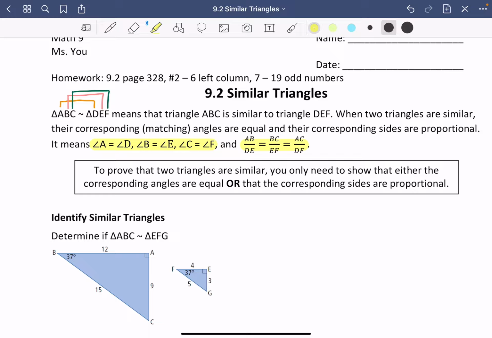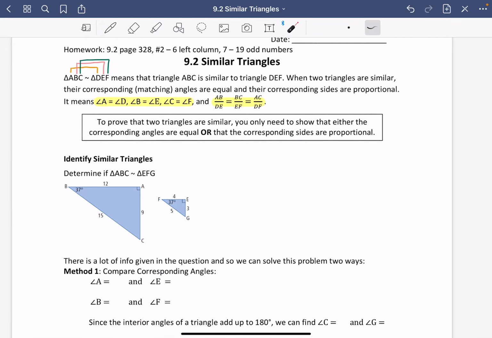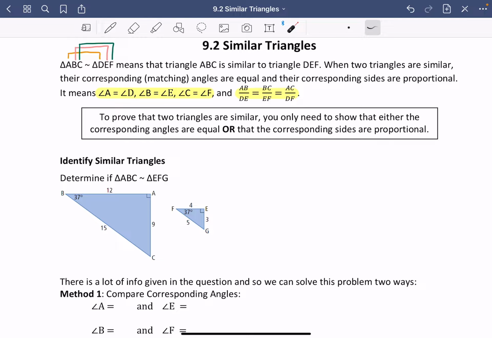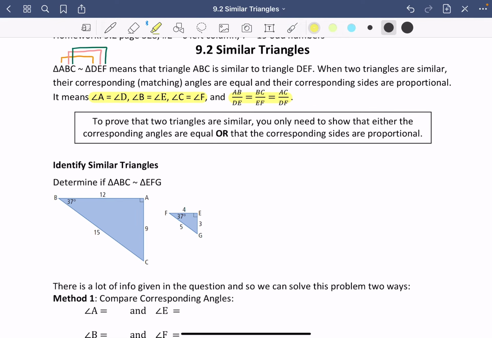Proportional, what does proportional mean? Proportional means that the ratios between the sides are the same. Okay, and how do we find ratio? We divide them. Okay, so how do we prove that two triangles are similar? If we are proving two triangles are similar, you only need to prove either the corresponding angles are equal or the corresponding sides are proportional. So if we can prove one of these two conditions, then these two triangles will be similar to each other.